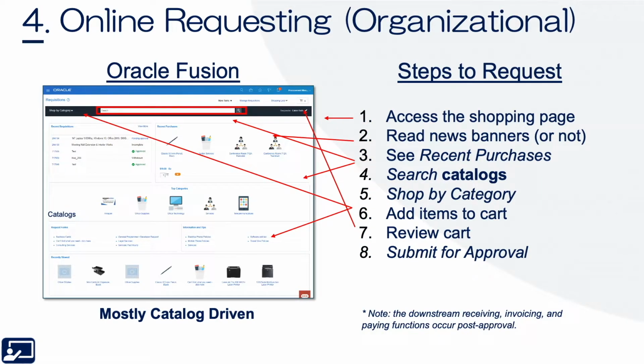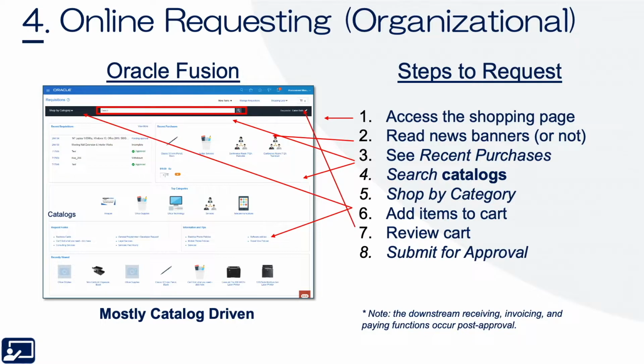Next, online requesting, but this is from an organizational point of view. So one of the immediate things you'll notice is that this is mostly catalog driven, right? So not everything that we want has already been cataloged, particularly in the area of services or build to order. So let's quickly walk through the steps.